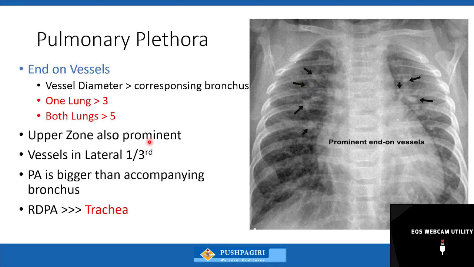So in the upper zone there will be more vascularity in pulmonary plethora, and we can see vessels even in the lateral one third. Normally only up to the 2/3 of the lung field will be having vessels. Lateral 1/3 may be rarely, but we can see very prominent vessels in the lateral 1/3 of the lung also. And the pulmonary artery will be bigger than the accompanying bronchus. This is another feature in pulmonary plethora. The right descending pulmonary artery will be bigger than the bronchial diameter in pulmonary plethora because of the increased vascularity. So all these are the features of pulmonary plethora, or increased pulmonary vascularity.